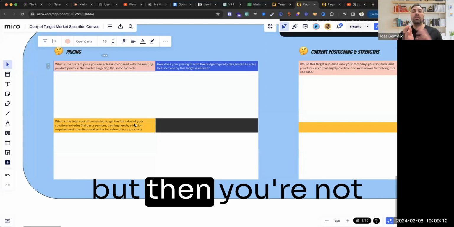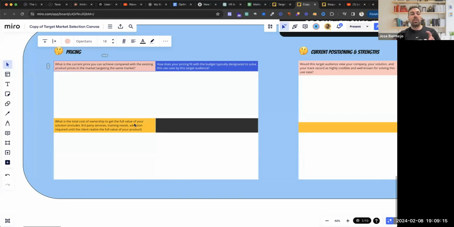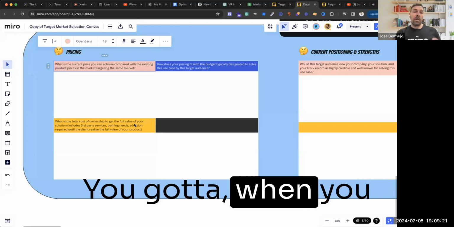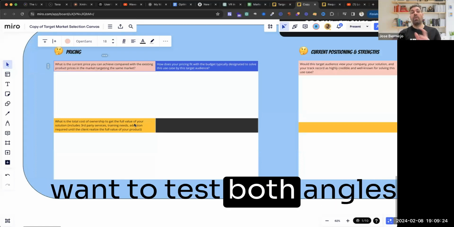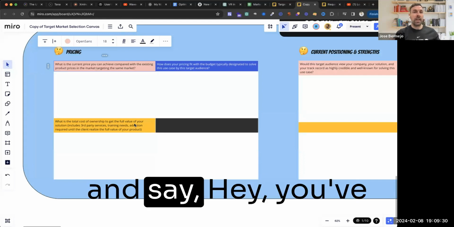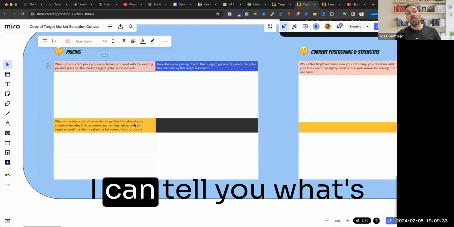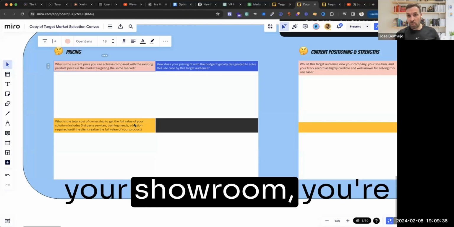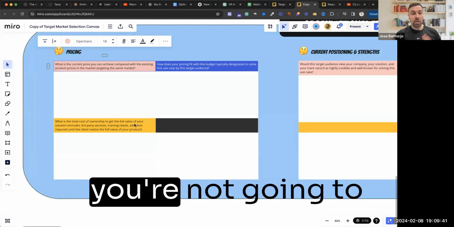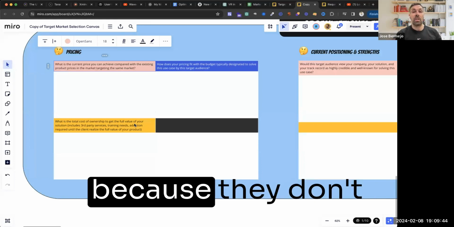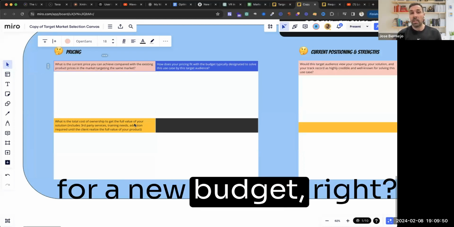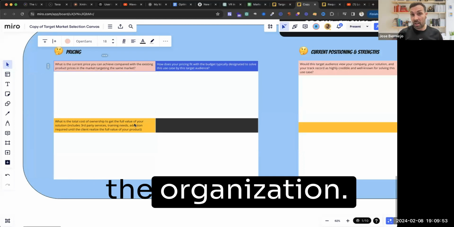Yes, you can do that. But then you're not removing the budget of the showroom. That's a discussion of positioning, actually. And that's also fair. When you have such a complex solution like this, you want to test both angles. You want to go to one developer and say, hey, you got the showroom. And most probably I can tell you what's going to happen. If you want to substitute your showroom, you're going to face rejection. If you want to build it on top of the showroom, you're not going to face rejection, but it's going to be difficult because they don't have the budget, because the budget is for the showroom. So what you are asking is for a new budget, right? So in both cases, there is change in the organization.